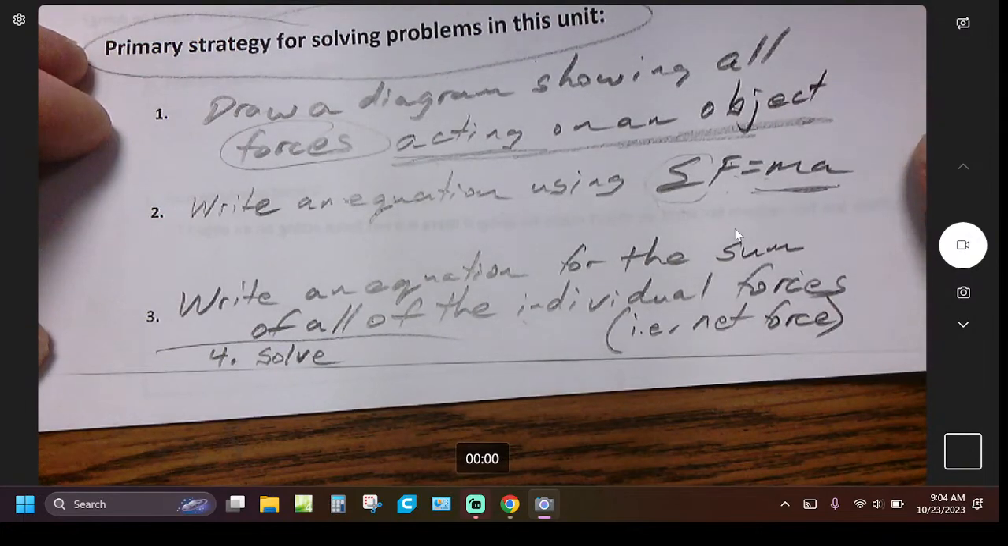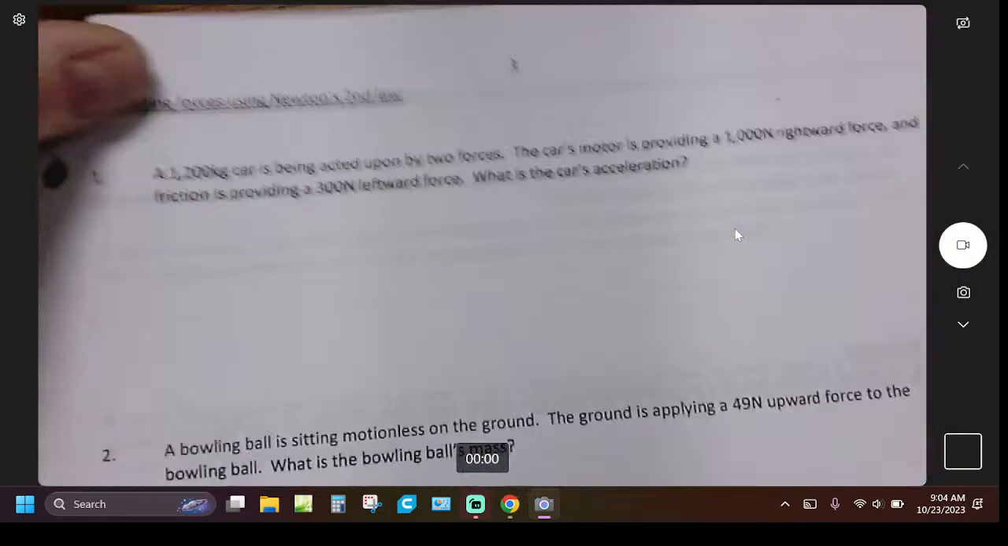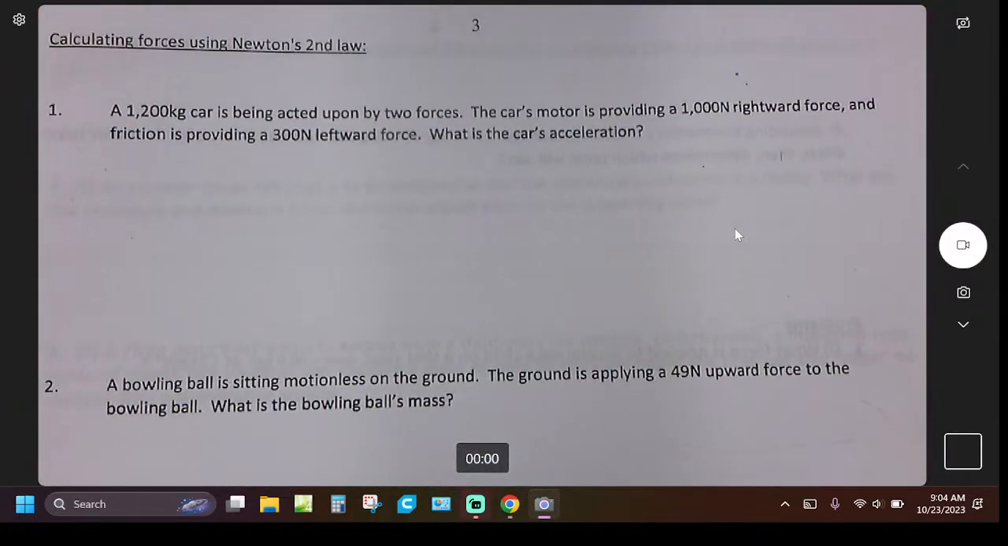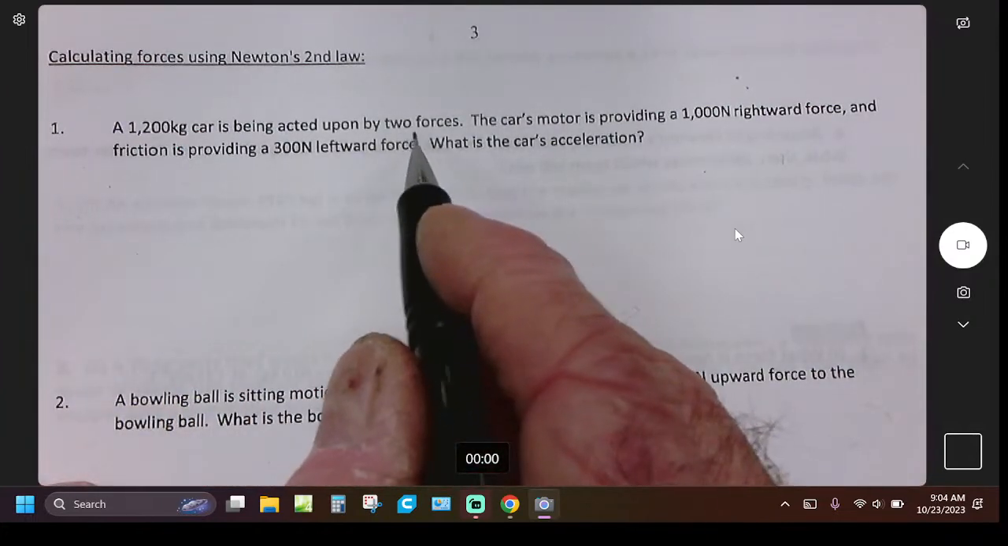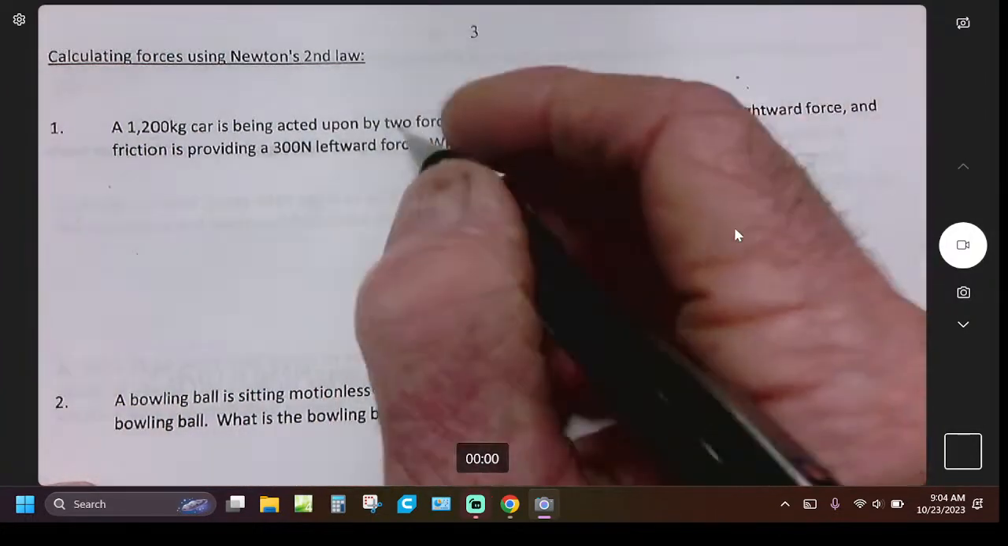Can I flip over? We'll try it. So this is a very simple problem, but it's okay. A 1,200 kilogram car is being acted upon by two forces.